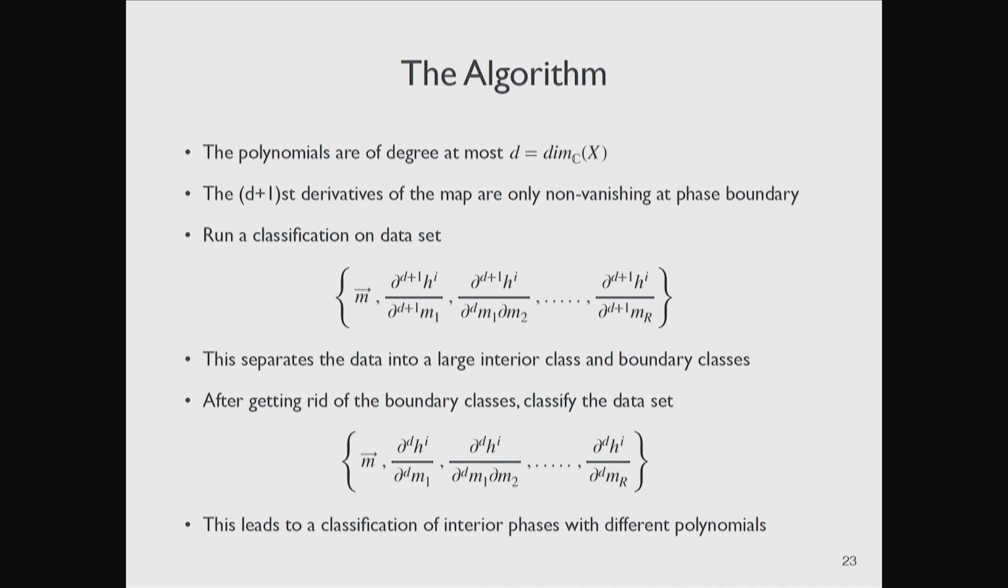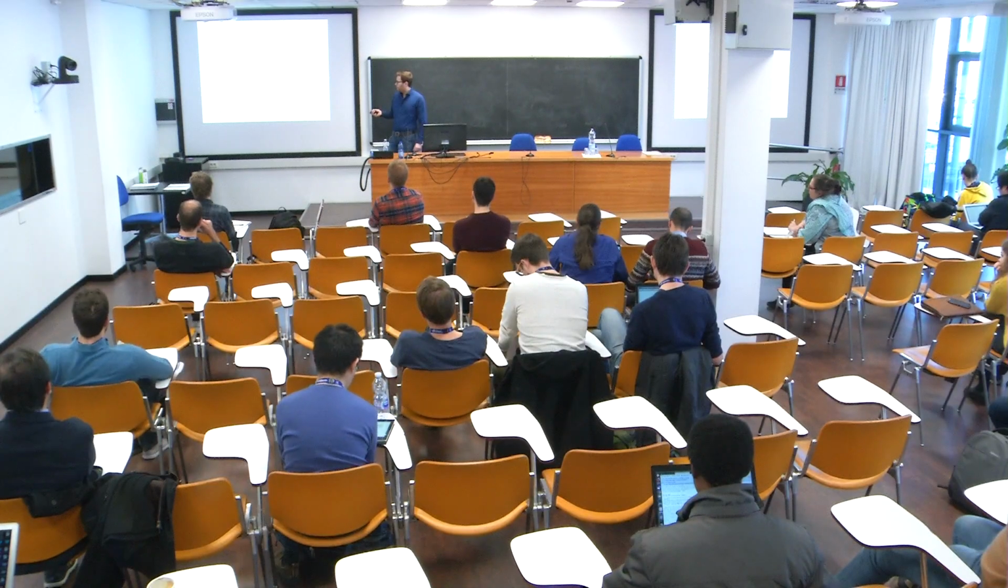And the idea is that this then separates the data into one large interior class, which has many points, and the boundary class, which consists of the locations of the kinks. Because what this will do is classify all of the interior points, which have all zero here, into one big set, and then one big set where the derivatives don't vanish. That's the idea. And these derivatives are finite difference derivatives. Okay.